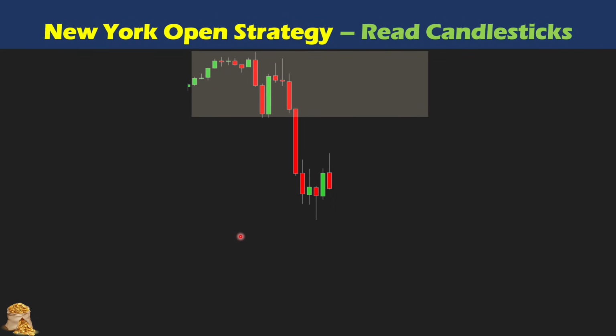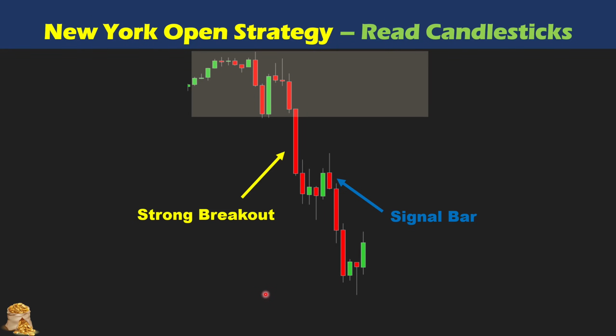Then this is what happened next. You can see that it's breaking to the downside strongly and then pulls back. So this bar can serve as the signal bar. If you trade normally, you can see the market goes down and then you can make a profit. Then this is the New York Open break and retest strategy.